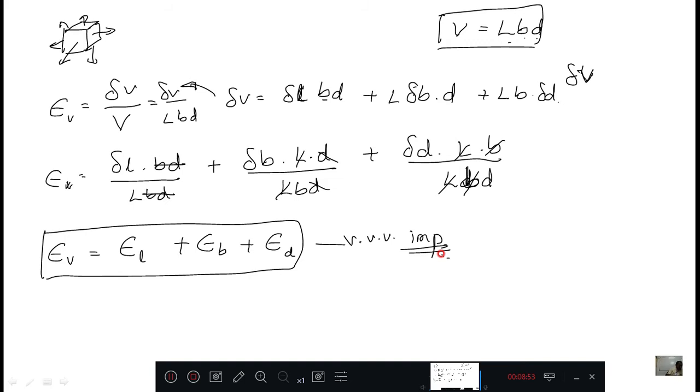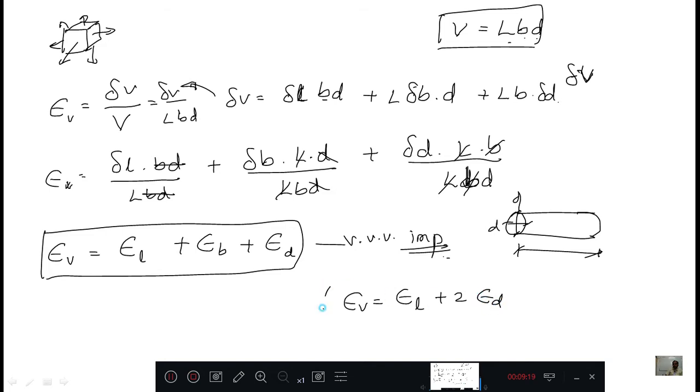Okay, now think here, if a circular bar is there, then I will have length as one parameter, but in this direction it is also D and in the vertical direction it is also D. Therefore, this volumetric strain will be equal to epsilon L plus 2 times epsilon D. This is for a circular rod.